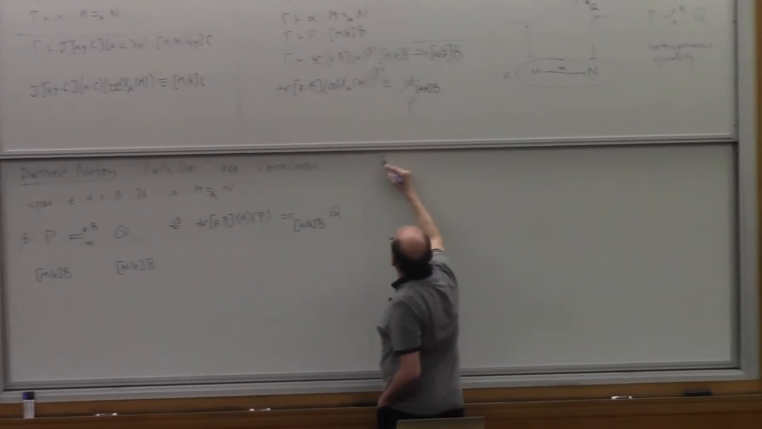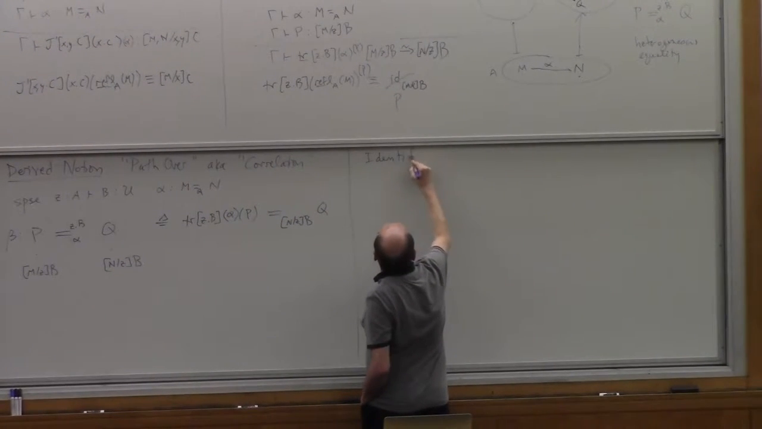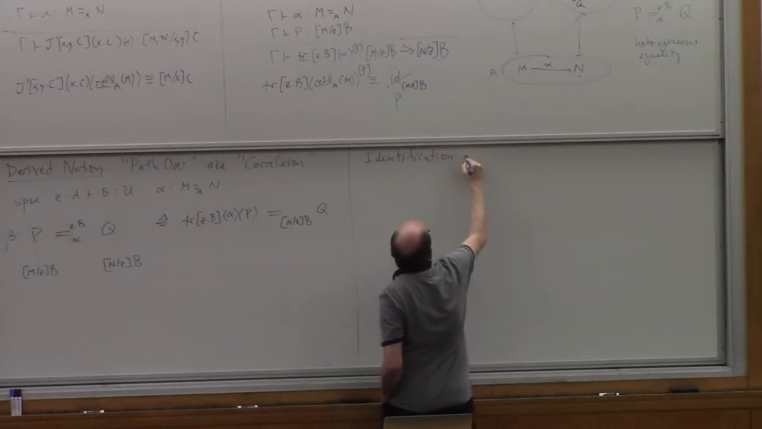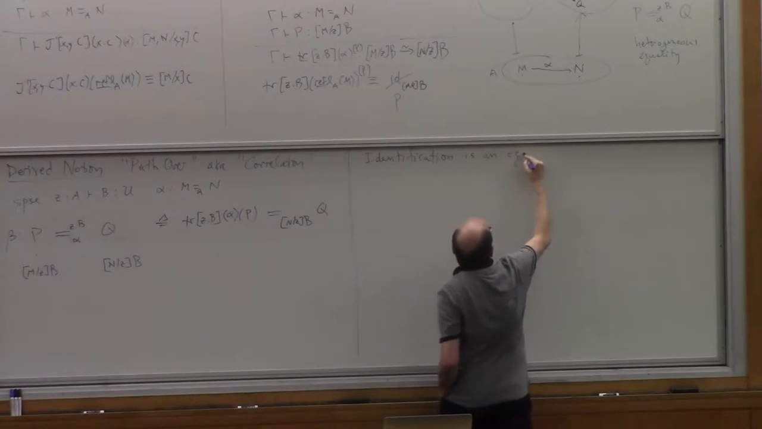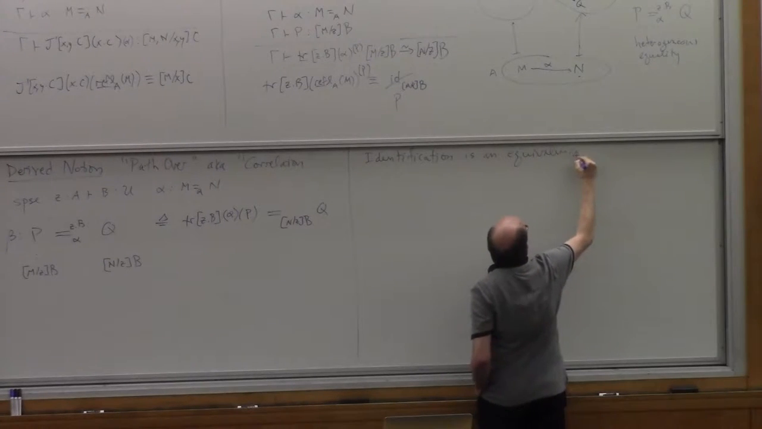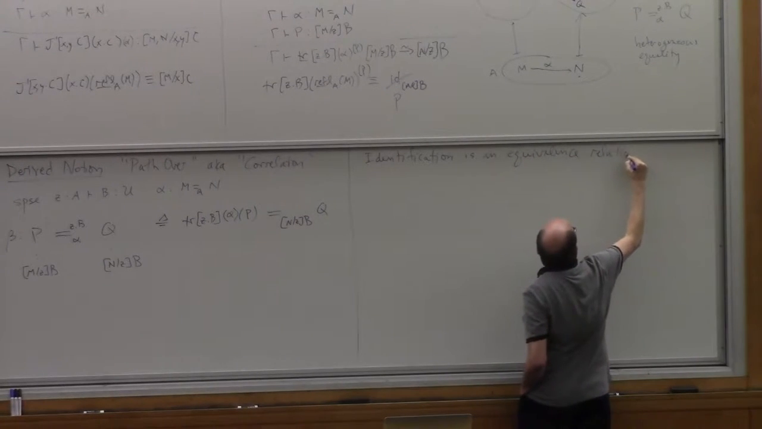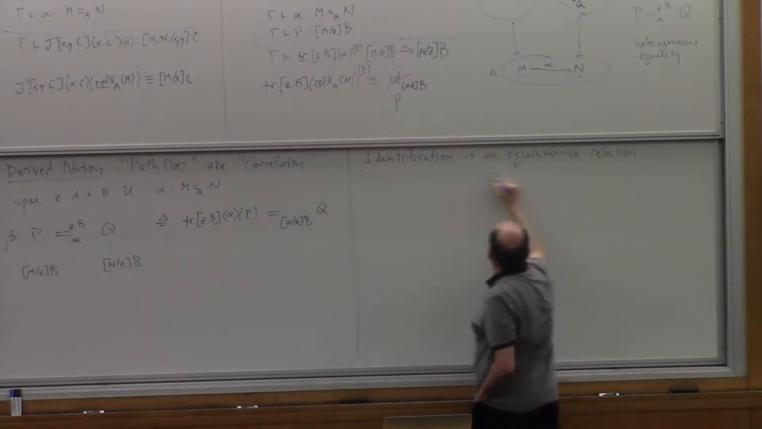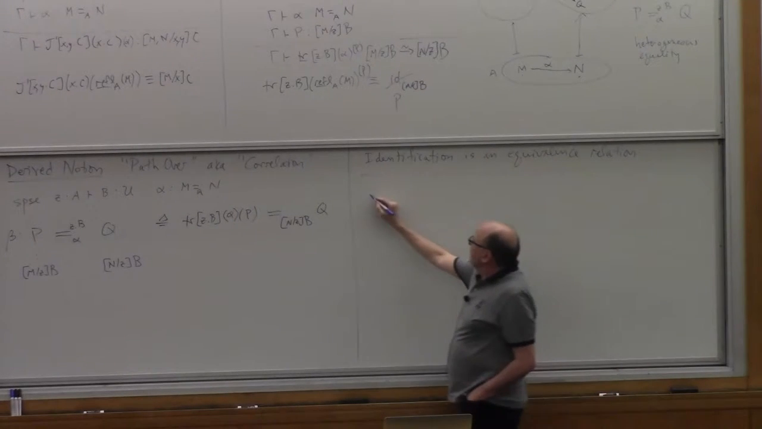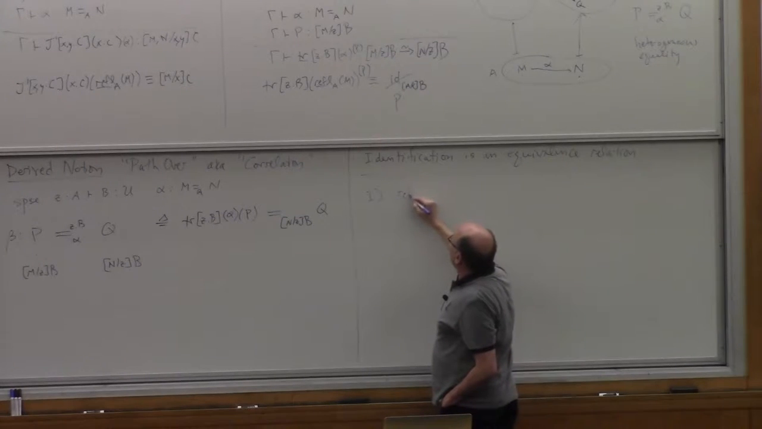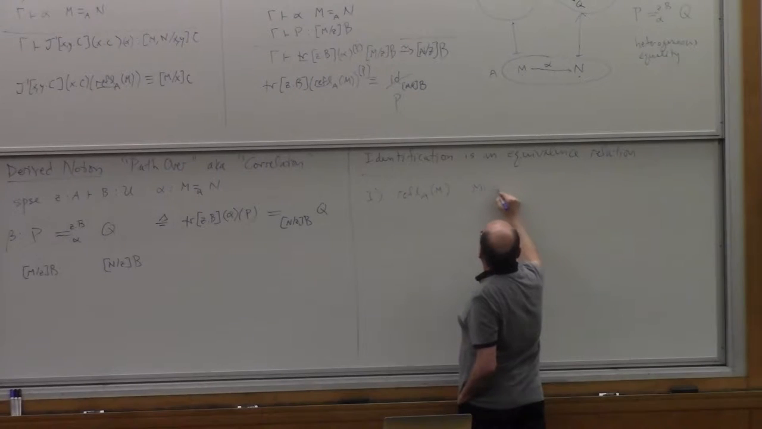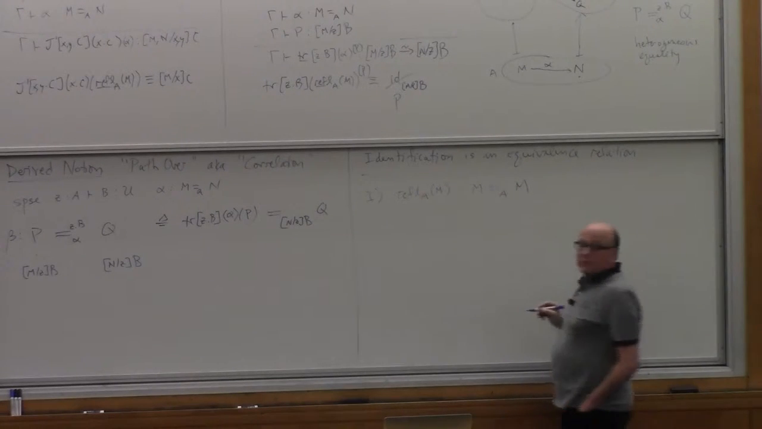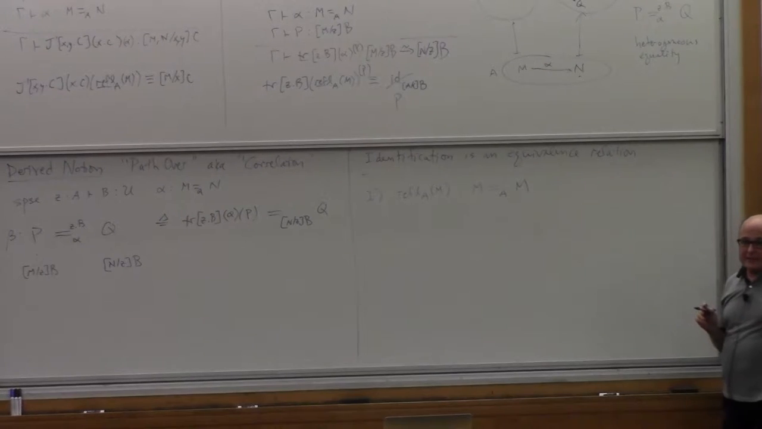So I will say, first of all, identification, this is a very weak thing to say, but I will say it, is an equivalence relation. Well, I'll start by using a little blackboard shorthand for things. We already know it's reflexive by definition. The question is, is it symmetric and transitive?